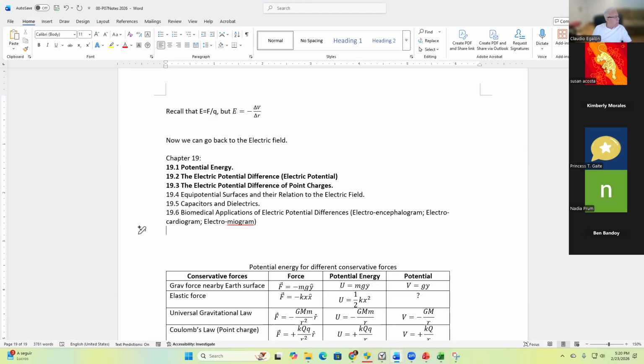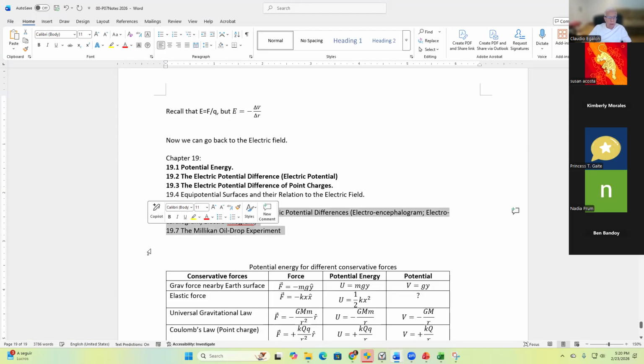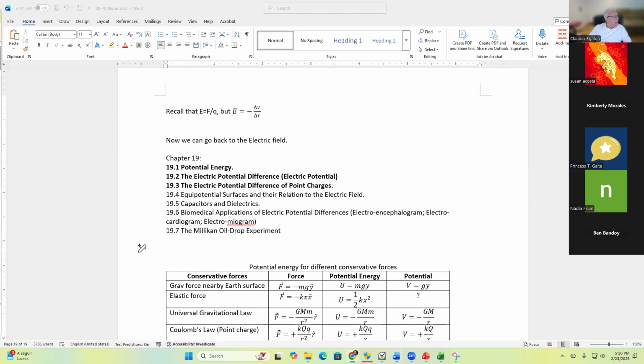19.7, the Millikan oil drop experiment, is an important historical experiment. But we are not going to cover those two. But let's take a quick look here in 19.6, since it's related to what you folks are going to see here.